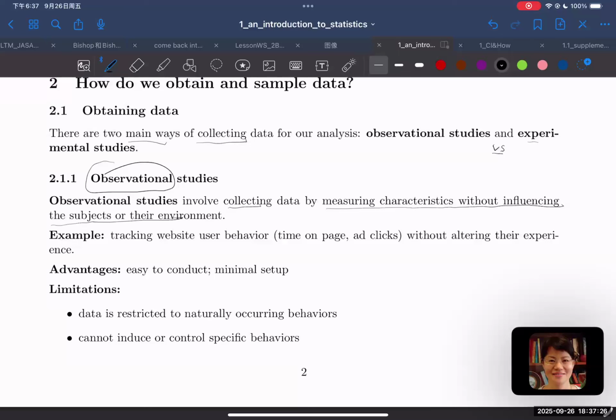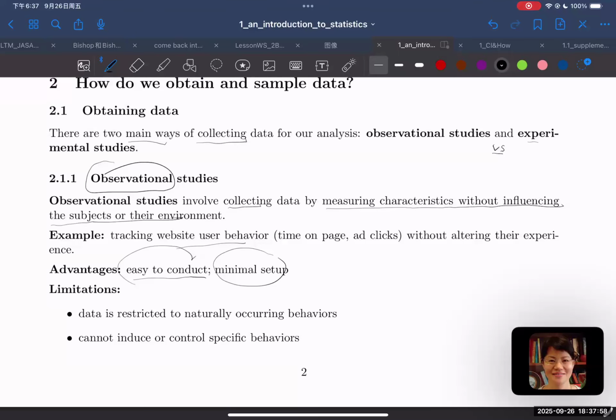So that means for an observational study, you have low intervention, right? No intervention on the data. For example, you can track website user behavior. Just like you collect data from Monday to Friday. And the advantage is that it's easy to get the data, you have minimal setup, and you don't have to consider the ethical issues.